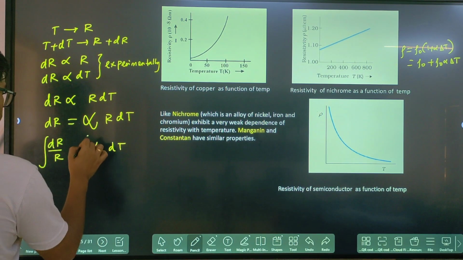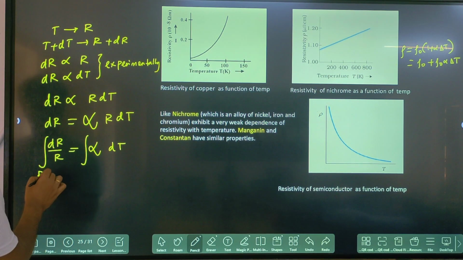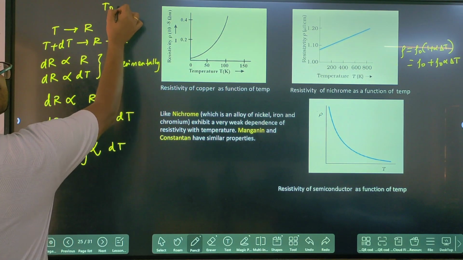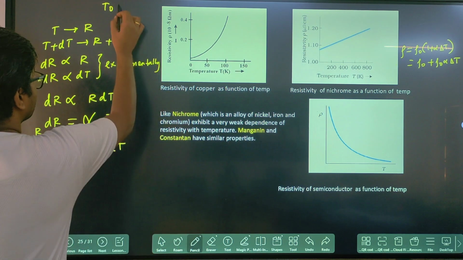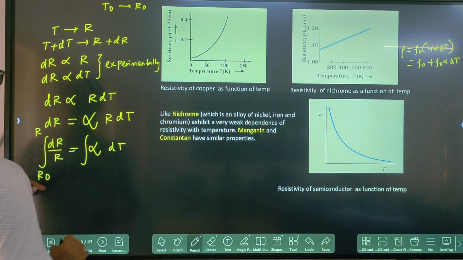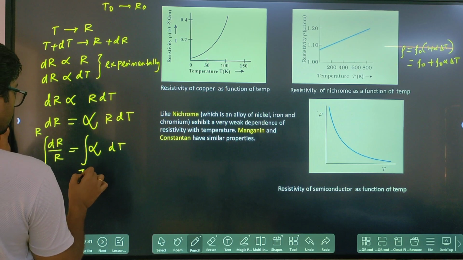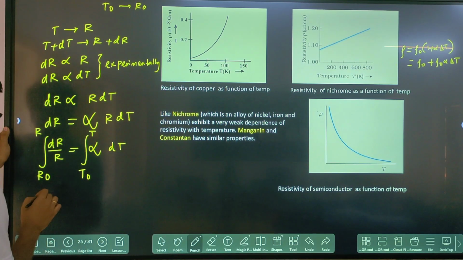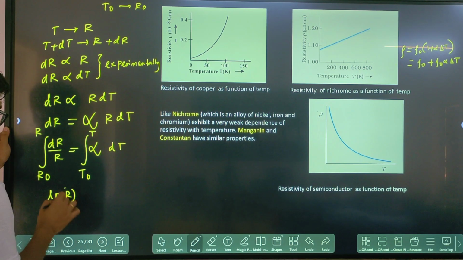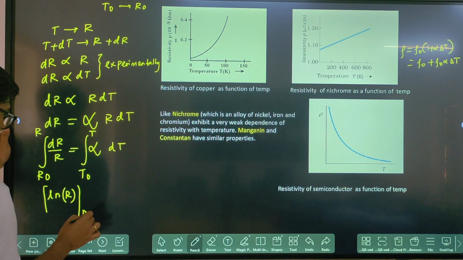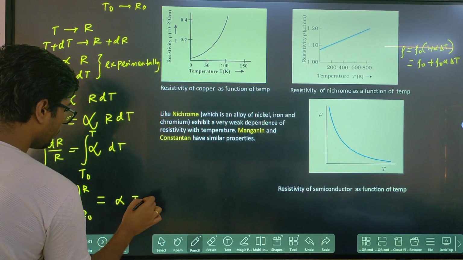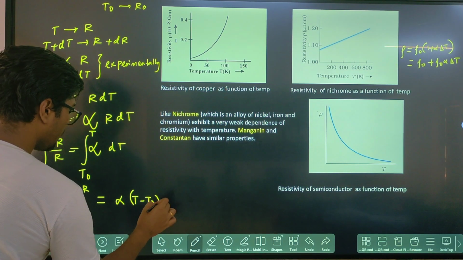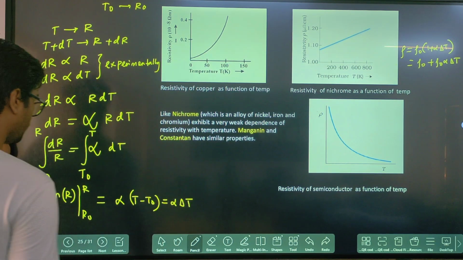Now I integrate here. Resistance will be moving from, let's say, R0 to R. Let's take that at T0 temperature the resistance is R0, any limit I am taking. At T temperature the resistance is R. So this will be T0 to T. So this is ln R, and the limit will be from R0 to R, is equal to alpha dT, that will be T minus T0 simply. That is your alpha delta T.